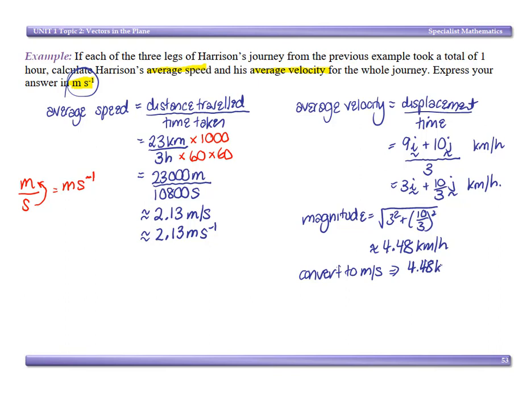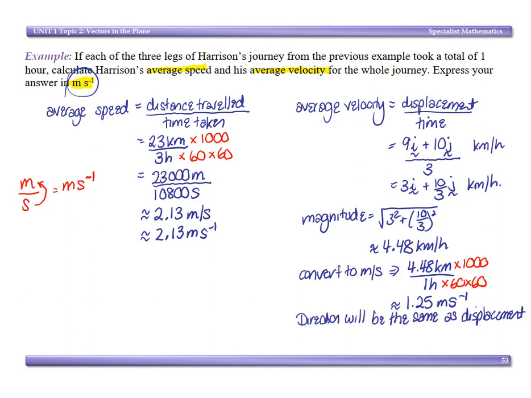Now to convert to meters per second, we've got 4.48 kilometers in 1 hour. Do what I did before, times by 1,000 at the top, times by 60, times by 60 at the bottom, and you get approximately 1.25 meters per second. Now the direction will be the same as the displacement. And thankfully I worked out the direction before, even though I didn't do it.